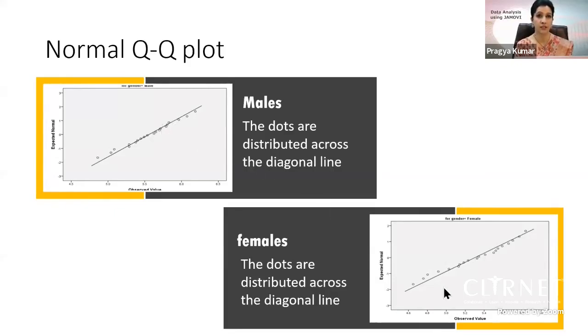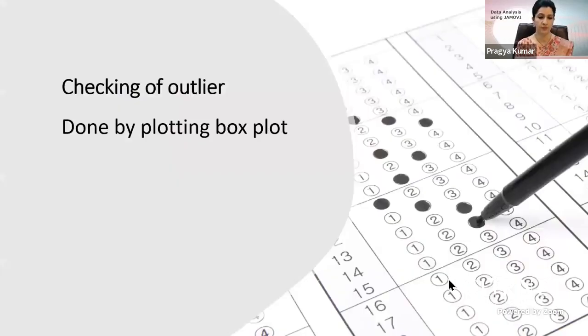Here also you can see that all the points are along this diagonal line. So it is the normal distribution. Now, how to check outliers in the case of data? It is done by plotting the box plot.